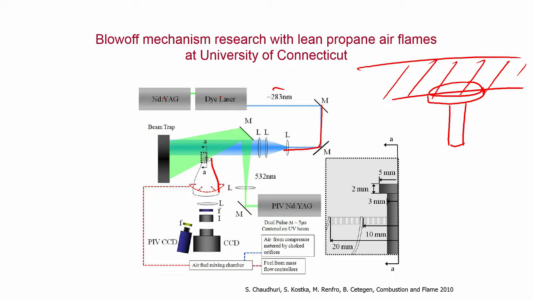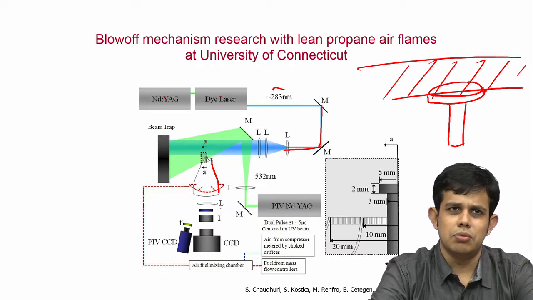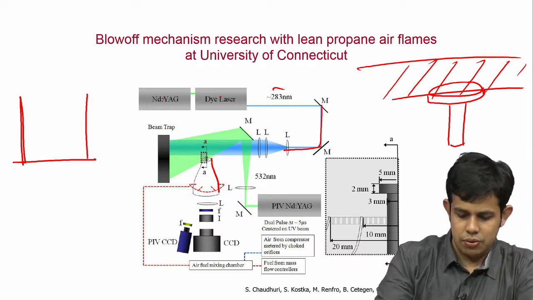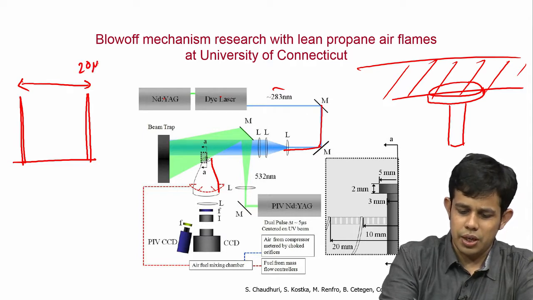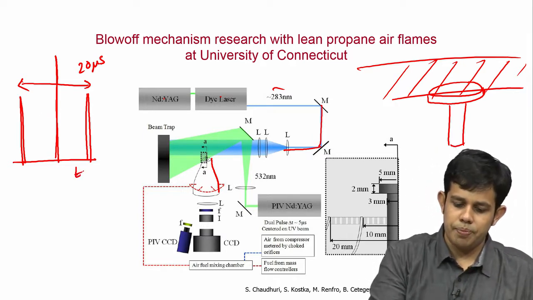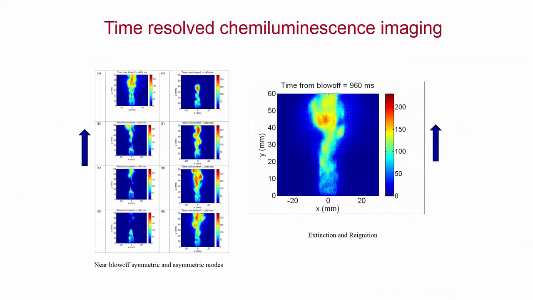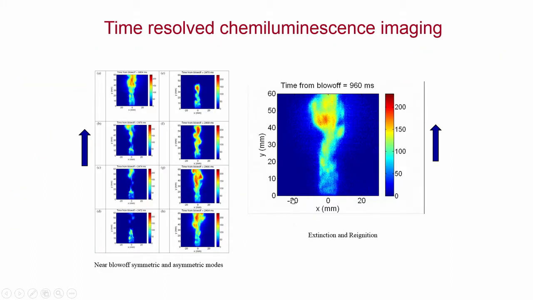So, we have to ensure that the PLIF laser sheet temporally is located exactly midway between these two PIV laser sheets, which are say at a difference of about 20 microseconds. So, if this is one PIV laser sheet and this is the other PIV laser sheet, the difference between them is about 20 microseconds. Okay. So, the PLIF laser sheet is located here exactly midway between these two. So, this is in time. Okay. And each of the widths of these is about 10 nanoseconds. Okay. So, this is how it looks. And so, what happens before blow off?